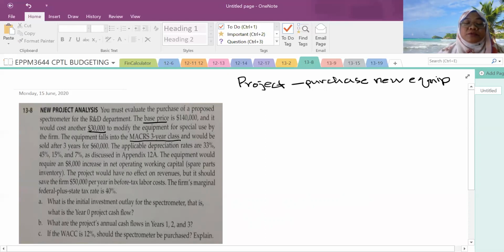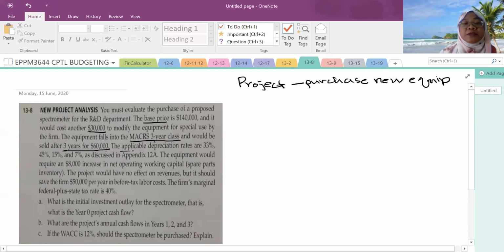Ya, ini macam contoh soalan chapter 12 sebelum ni. Ini depreciation method. Bila dia fall in 3-year class, biasanya dia akan ada 4 rates. Okay, and then would be sold after 3 years for 60,000. This 60,000 is the expected salvage value. Maksudnya bila company dah gunakan equipment ni selama 3 tahun, bila projek tu dah habis, so what they do, they will sell the equipment.